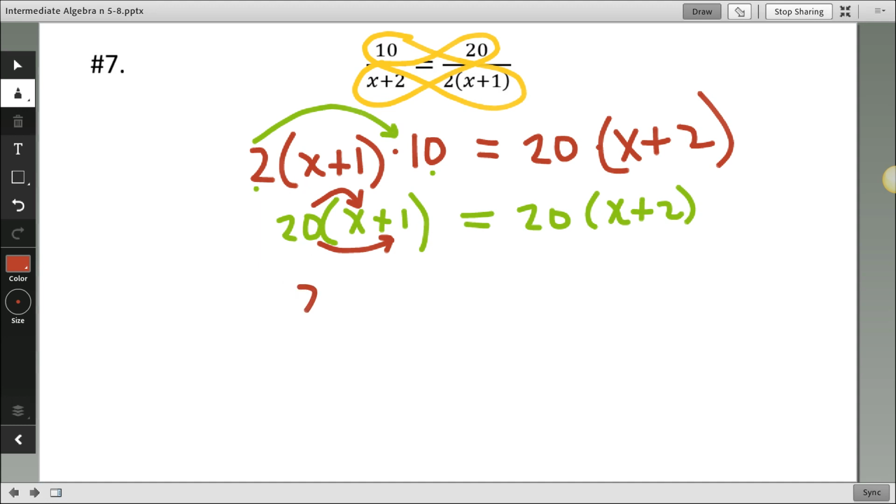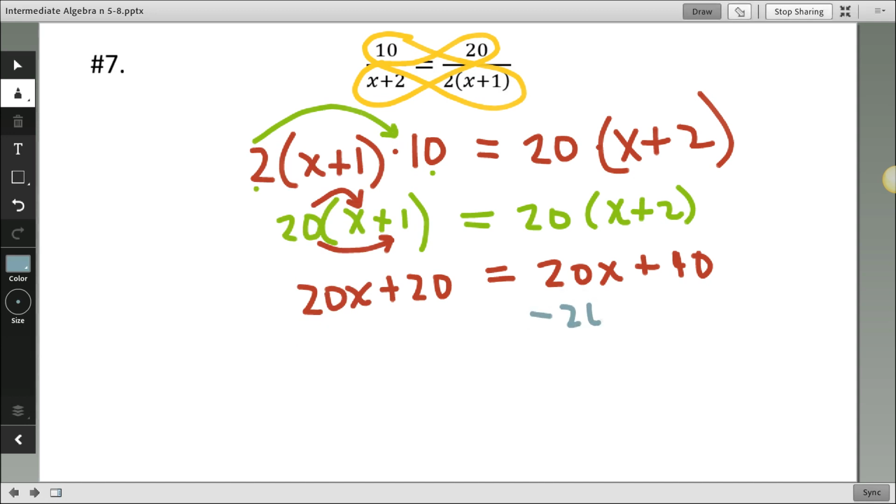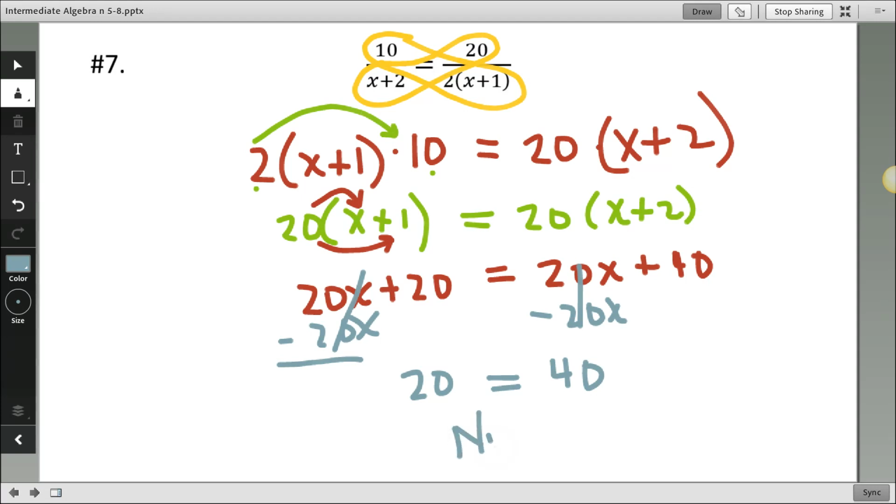So that gives me 20x plus 20 equals 20x plus 40. And then we'll get my variables on the same side. And in this particular instance, I'm not saying this is how yours is going to work out, because I can already tell you it doesn't. Because I've got 20 equals 40, all my variables are gone. This will have no solution.